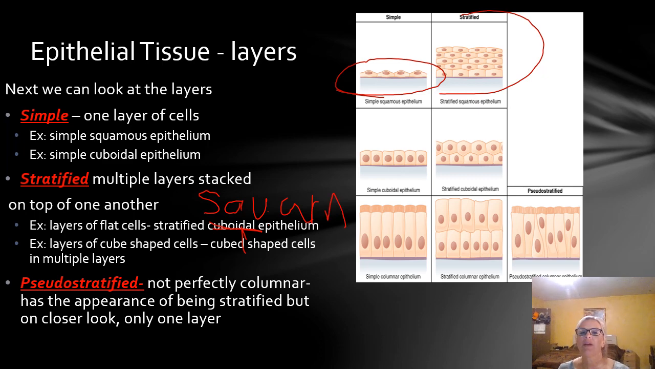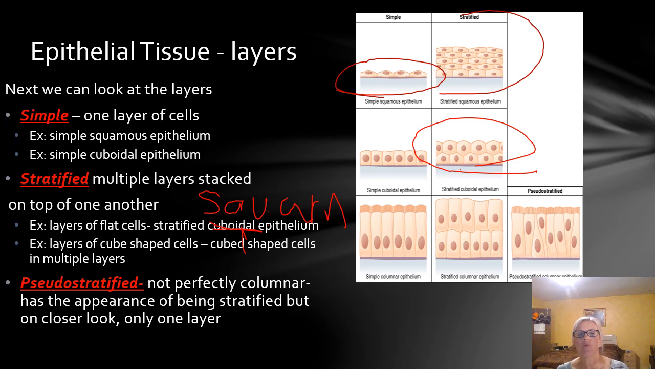And then if you have layers of cubed shape cells, which is what we have right here, then it is going to be stratified because it is in multiple layers, cuboidal because it is cubed shaped, and then epithelium because it is epithelial tissue. So understanding what these words mean really helps, and it's much better to do than just trying to memorize.